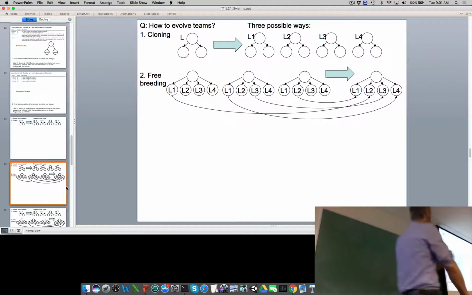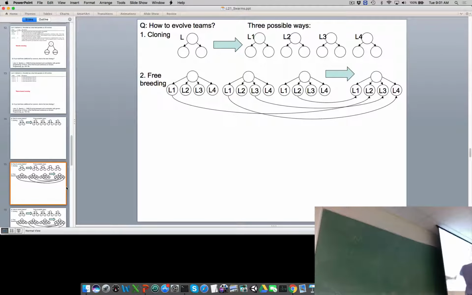The other thing you can do is free breeding, where now the genome looks like this. You have a larger tree where the root node is empty, and then you have four possibly different subtrees where each subtree controls an individual lion, right? So you still have one big genome, but this genome is encoding the control strategies for each member of the team separately.